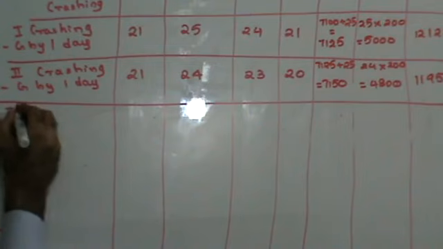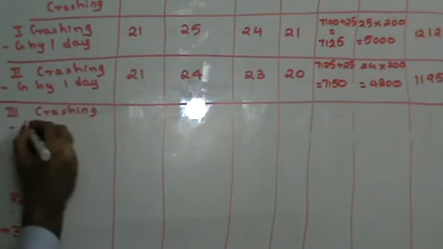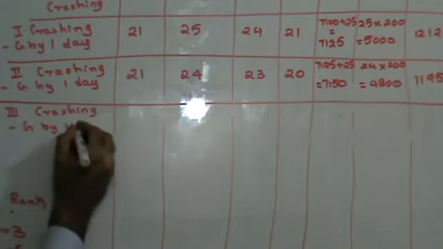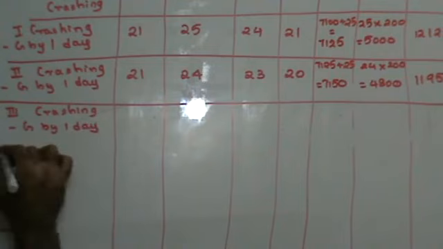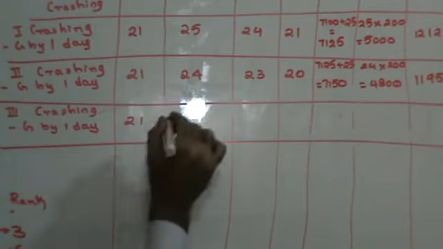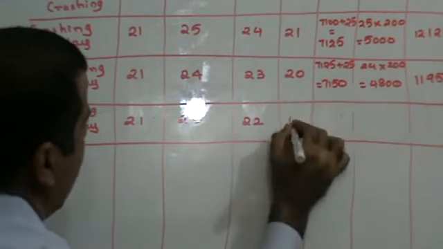Then I have the third crashing. Third crashing, again G by 1 day. So take that critical path. For indirect cost, I'll take the time duration of the critical path. I'm going to reduce G again by 1 day. Whatever path has G in it is going to be reduced by 1 day. This will remain 21, this will become 23, 22 and 19 days.